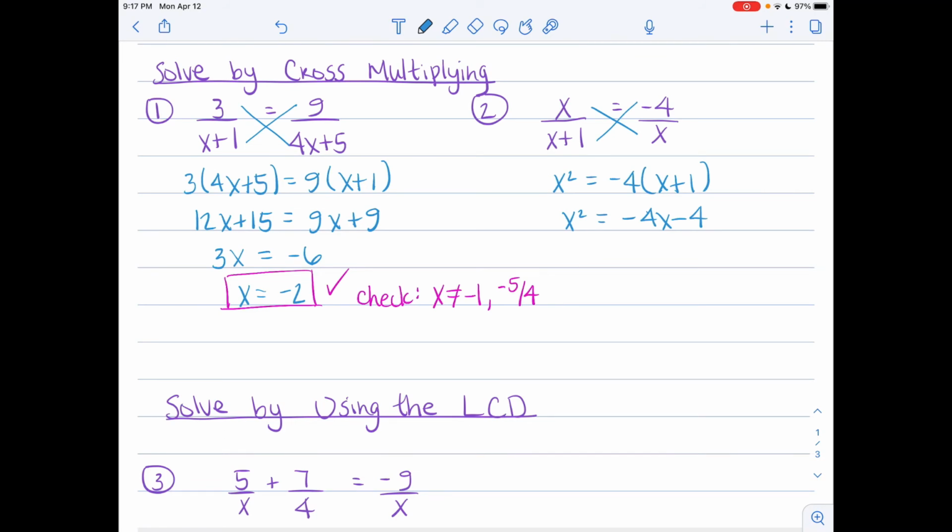Let's move it to the side with the x squared to keep the a value as a positive 1. So x squared plus 4x plus 4 is equal to 0. And the factors that will work here are going to be a plus 2 and another plus 2. That leaves me with x plus 2 equals 0, or x is equal to negative 2.